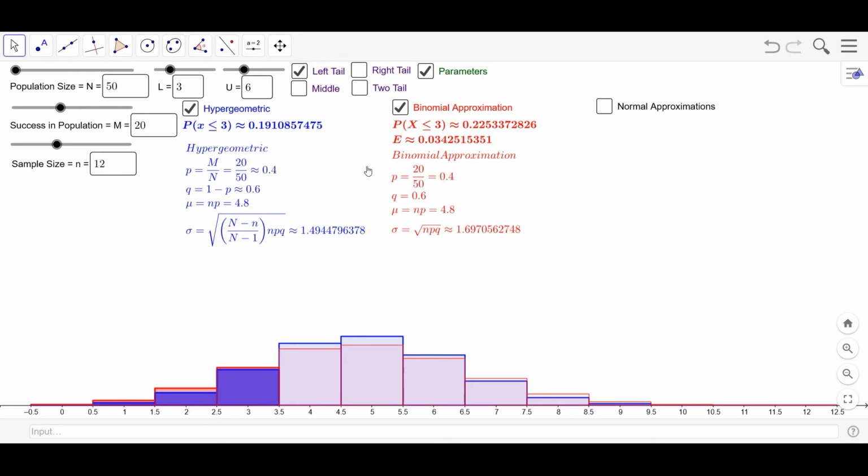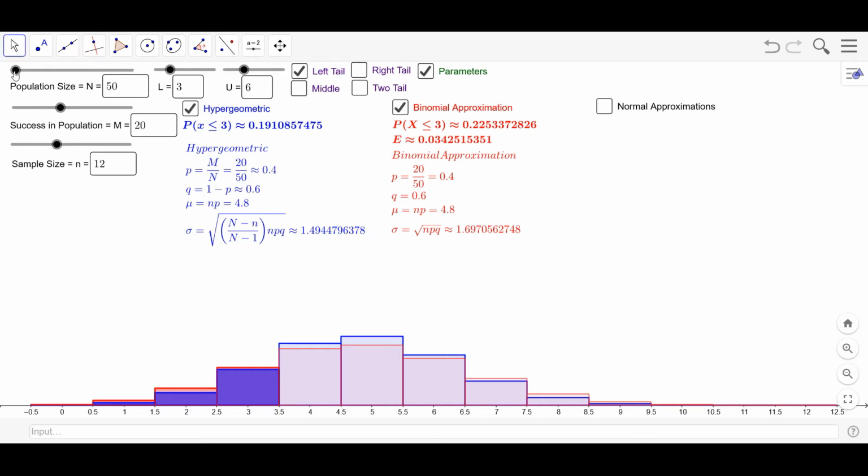Now you notice here it's not a particularly good approximation. For example, if we want the probability that x is less than or equal to 3, the actual hypergeometric value is 0.191085745, accurate to that many decimal places. The binomial approximation is here, for a difference of 0.034 or something. So it's about 3 hundredths bigger on the binomial than it is on the hypergeometric. And that could very well be an important difference. So maybe not such a good approximation.